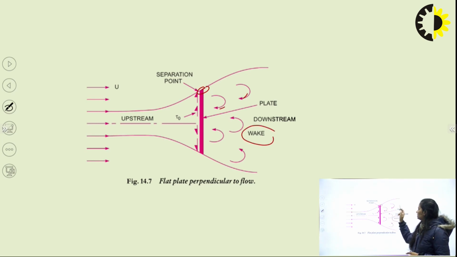So this zone is your wake zone. And what do we mean by upstream and downstream? Upstream is simply the region upstream of this plate, and downstream is the zone downstream of the plate.